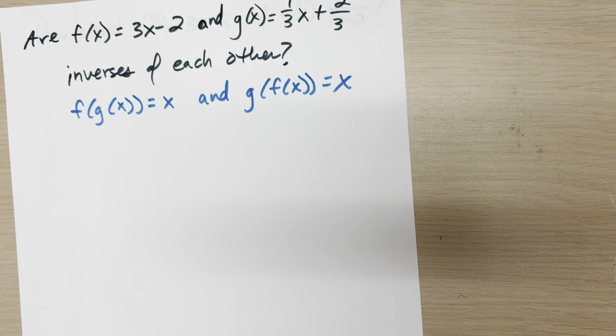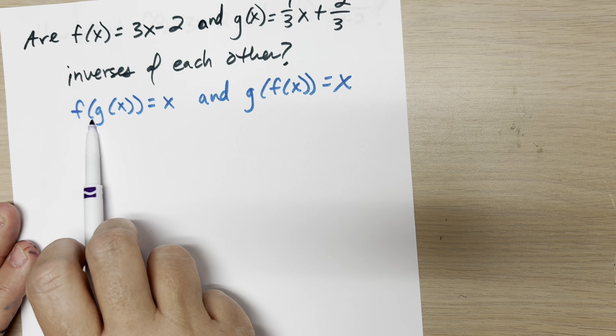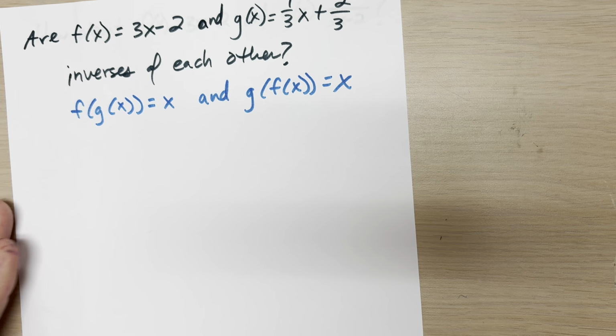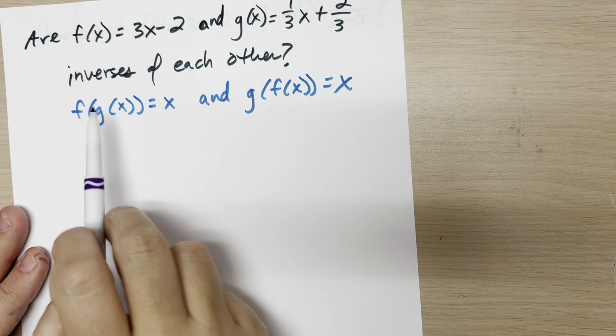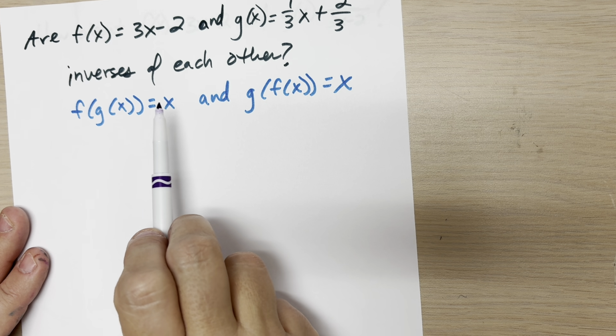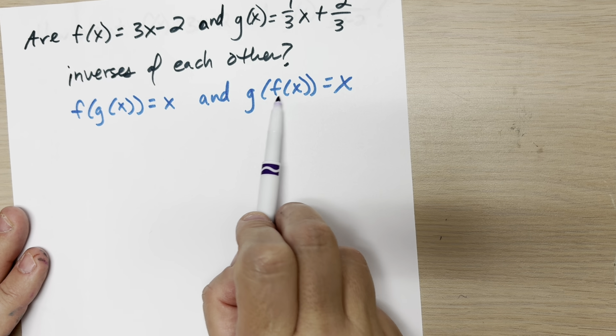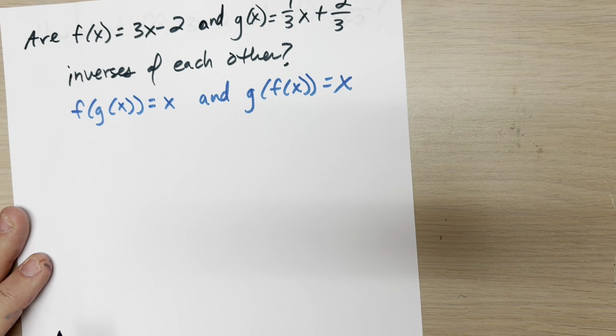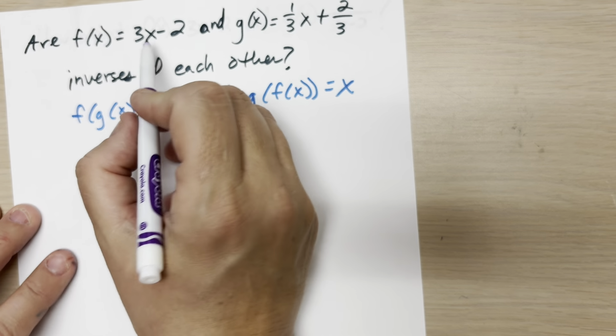Are f of x equal to 3x minus 2 and g of x equal to 1/3 x plus 2/3 inverses of each other? All right, to figure this out, we can use function composition. For two functions like this to be inverses of each other, f of g of x has to equal x, and g of f of x also has to equal x. So we're going to do function composition.